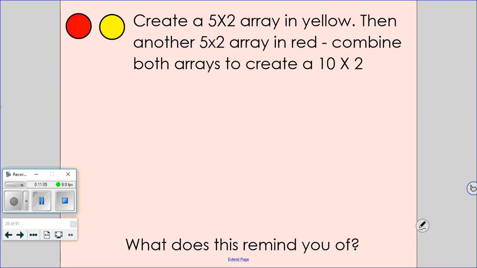With your counters, I want you to make a 5 by 2 real array, not a fast one this time, in yellow, and then another 5 by 2 array in red. So you're going to make a 5 by 2 in yellow and then a 5 by 2 in red. Yes, Hunter? We're supposed to be doing our number chart. Yeah, you should have already done that, love.